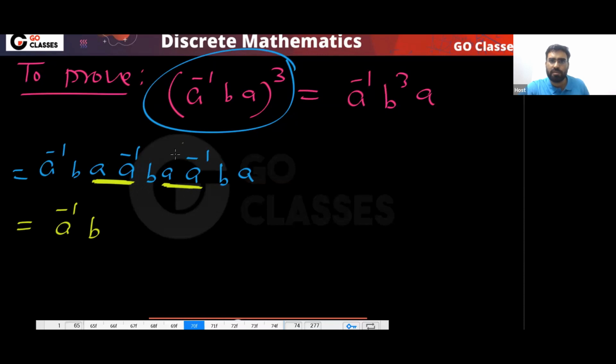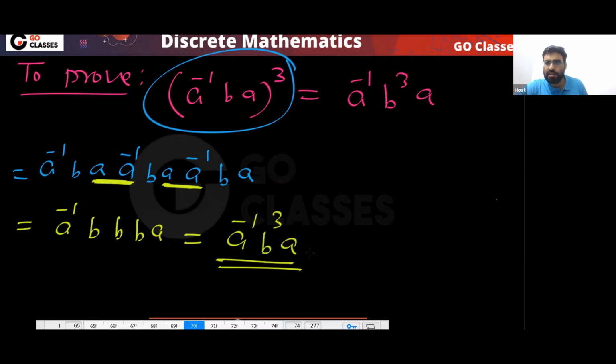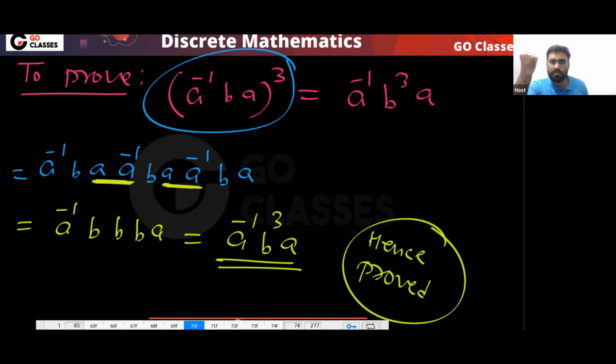So you can remove it, because identity element will not affect. We don't care about identity element. So you will get B, and then you can remove this because this is identity element. So finally, what I got? I got A inverse B cube A. Yes or no? That's it. This is your proof. Hence proved. Very simple. Just expand this because this is the cube. Very simple.